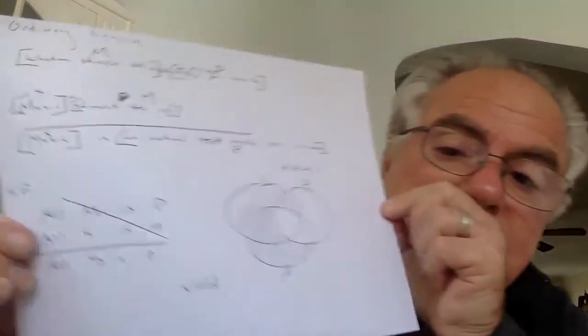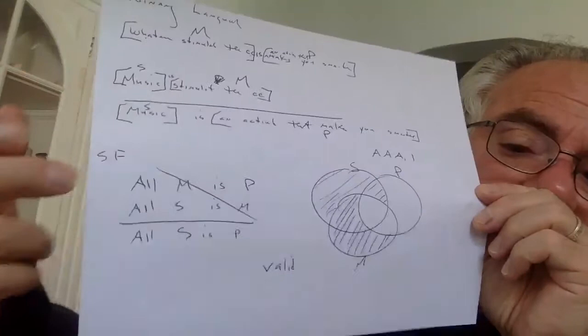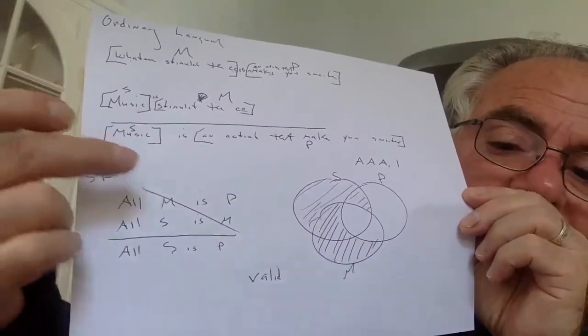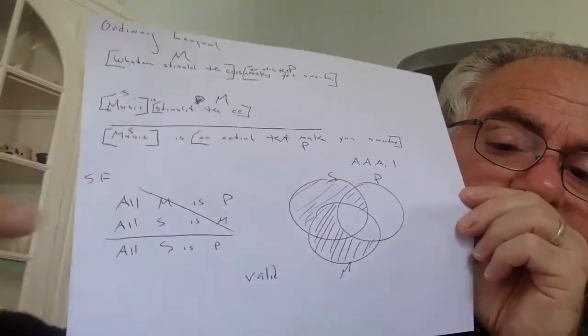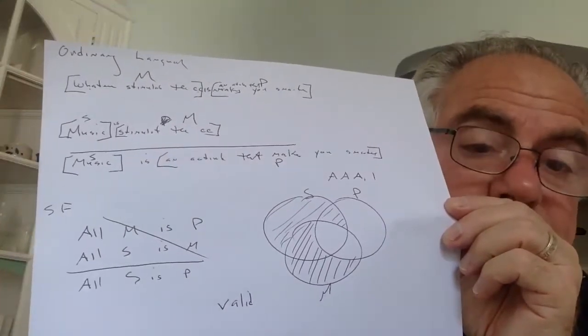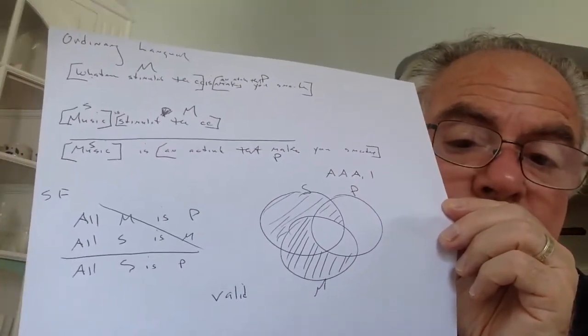So it looks like this. It's an AAA1. It happens to be Barbara, the three A's. And there it is. You can see it right here. It's an A, and because of the positioning of that middle term, it's a 1. Okay, so it's an AAA1.